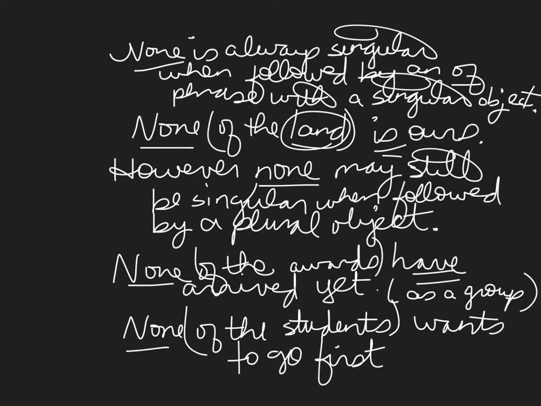However, with the word none, if you could put the phrase not one of in the place of the word none, and it makes sense, then none generally will be singular and take a singular verb, even if the object of the of is plural. And here we could say not one of the students wants to go first. Okay, so therefore none is singular, wants is the singular verb.